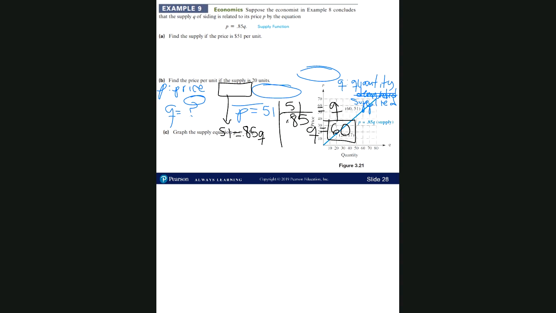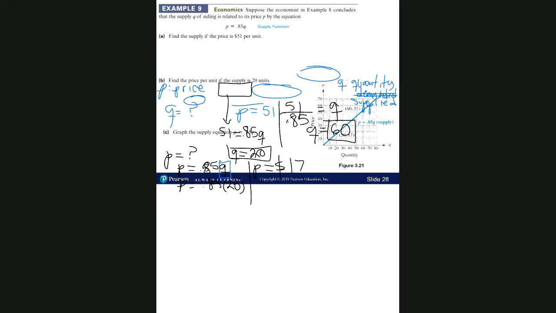Now let's move on to part B. It says, find the price per unit if the supply is 20 units. So now we are given the quantity supplied, 20 units, and we need to find the price. We're going to use the same equation, P equals 0.85 times Q, and we substitute Q with the number 20, because that is what's given to us in the question. If we multiply 0.85 times 20, we get 17. So $17 is the price if the quantity supplied was 20 units.